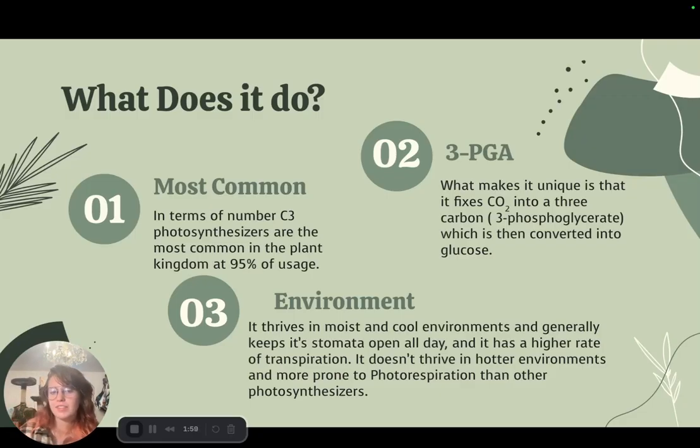The environments in which it thrives are moist and cool environments, and it generally keeps its stomata open all day, and it has a higher rate of transpiration. It doesn't thrive in hotter environments and is more prone to photorespiration than the other two photosynthesizers.